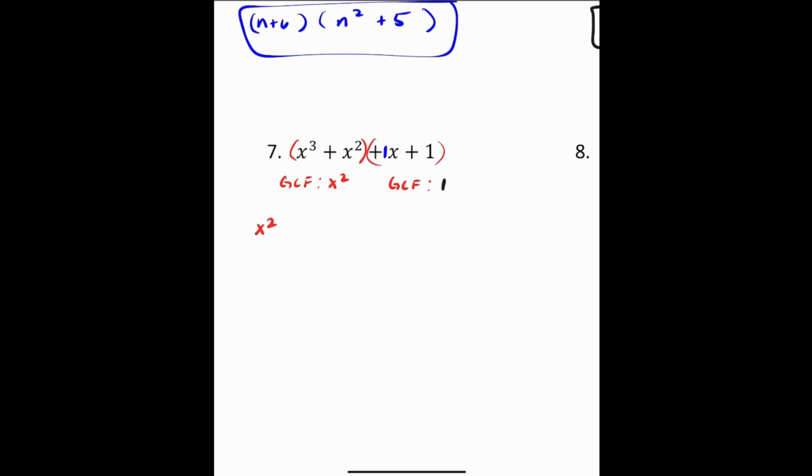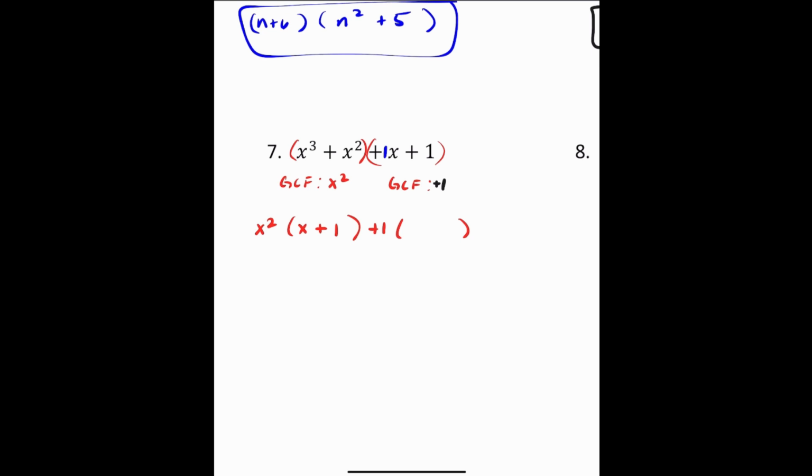So we have x squared times my remainder. This should be a +1. So +1 times this remainder here. So x squared times what gives you x cubed? That would be x. X squared times what gives you x squared? That would be 1. So we have x plus 1 as our remainder.